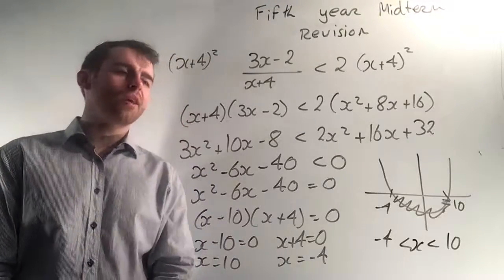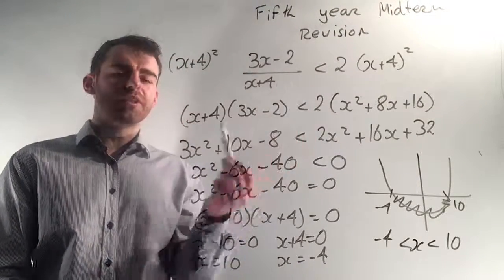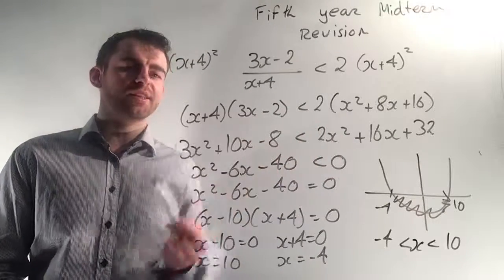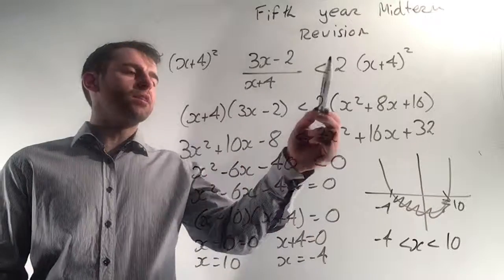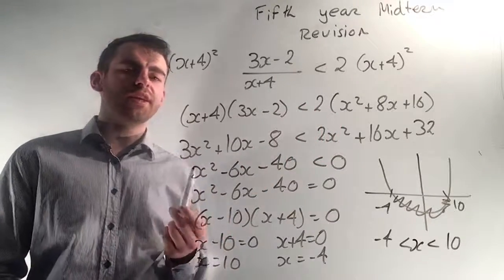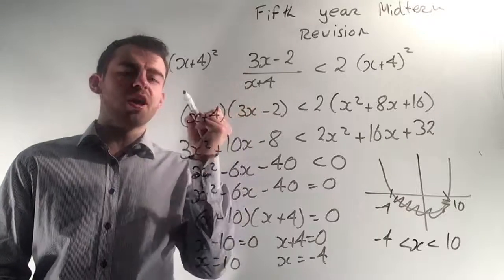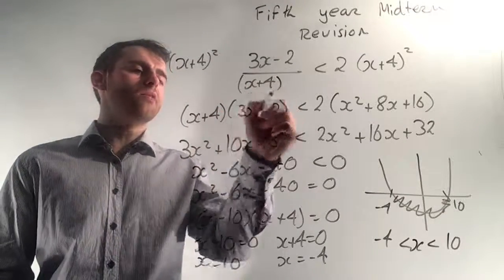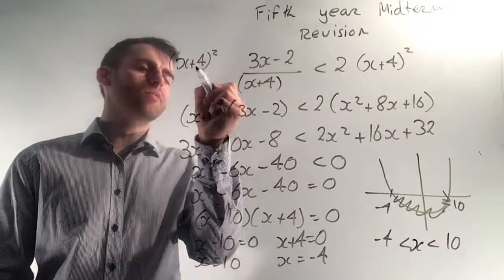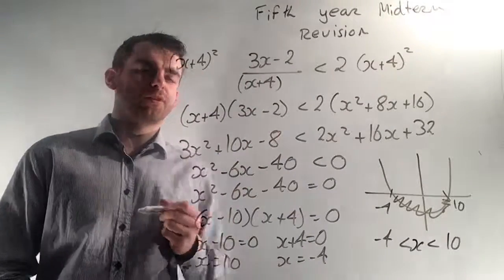Okay, the second part of that question now. This is a very common question in the exam. You've got 3x minus 2 over x plus 4 is less than 2. Now, when you get something like this, if you have an algebraic fraction and an inequality, you multiply both sides by the denominator squared. The denominator in this case being x plus 4. You need to multiply the left by x plus 4 squared and the right by x plus 4 squared.